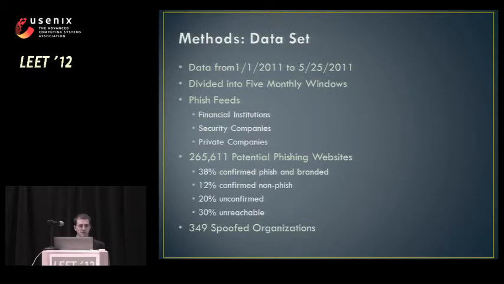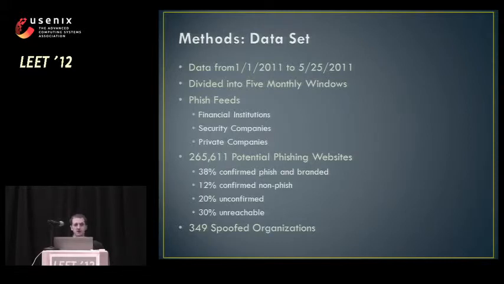The URLs that we looked at came from a number of places, many different feeds. Most of them were financial institution feeds, but we also have some security companies and private companies. But the majority of phish that we receive, or potential phishing websites that we're notified about that we investigate, are going to be financial institution phishing websites. We had approximately 265,000 potential phishing websites that we looked at. Out of these, we were able to either manually or automatically confirm 38% using various techniques.